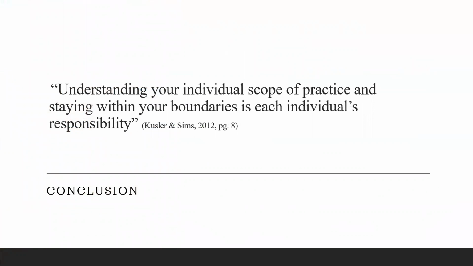There are many services and interprofessional healthcare professionals that are involved in one patient's care. Although many, they are all important. They each play an especially important role, but it is important for the nurse to know and understand their own roles along with other interdisciplinary team members' roles. Understanding your individual scope of practice and staying within your boundaries is each individual's responsibility.